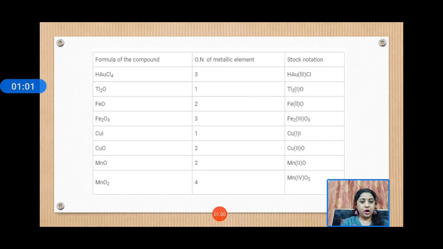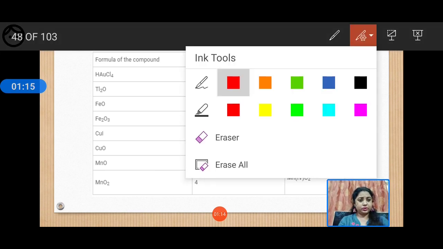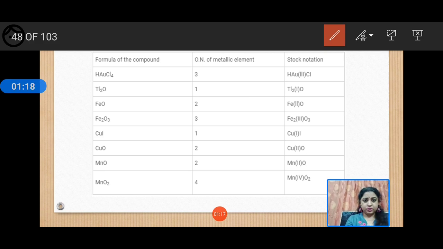See this table, how we can show the oxidation number in parentheses. This is called stock notation. Any of the examples you can see, just look at it. See the first, Au(III). Here it is showing in the parentheses III, which means gold is in plus 3 oxidation state.